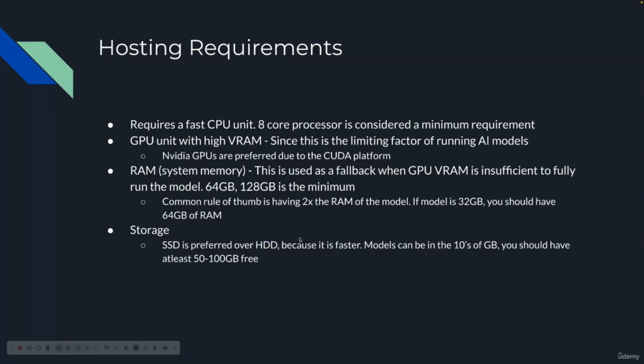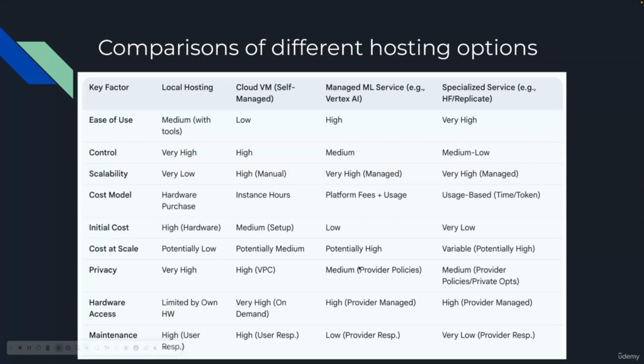And then storage, this is the cheapest out of all of these resources. Generally, models can be tens of gigabytes, so you should have at least 50 to 100 gigabytes free to host the model on your computer. So here's a comparison of the different types of hosting. You have local hosting, which has medium ease of use, very high control, and low scalability, because you're forced to require more hardware to host the model at scale. Cost at scale will be very low, and you'll have very high privacy.